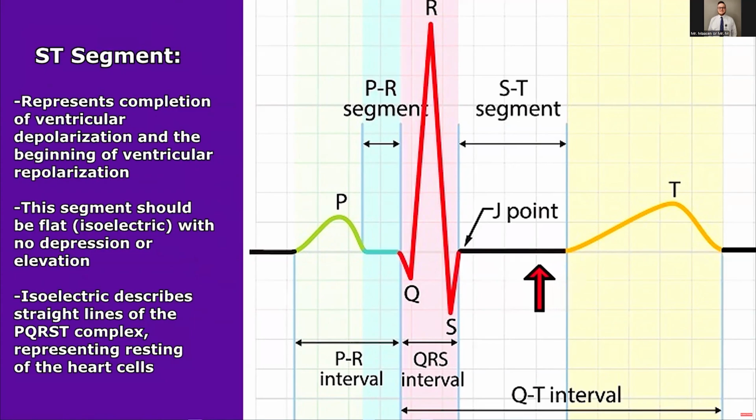And this segment should be flat, hence it should be isoelectric, meaning flat. So there should be no depression or elevation. Isoelectric is a word used to describe straight lines across the PQRST complex that represent that the heart cells are resting. They're not contracting and causing electrical activity, so none is being transmitted to the EKG.